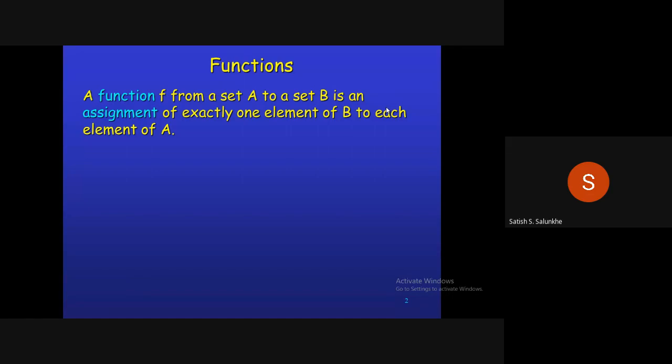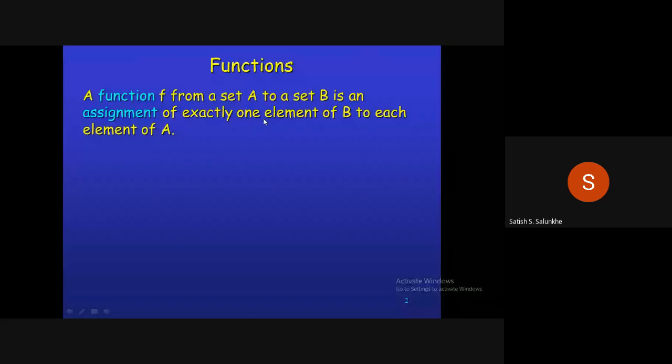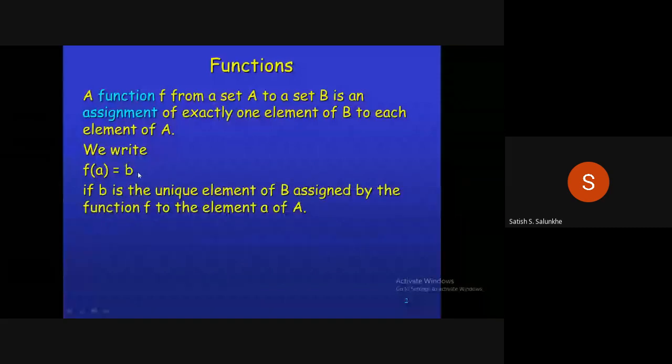So what I'm talking about right now is a function f from set A to set B, which is an assignment of exactly one element of B to each element of A. So we write f(a) = b, if b is the unique element of B assigned by the function f to the element a of A. If f is a function from set A to B, we write f: A → B. This is the way we denote the function.